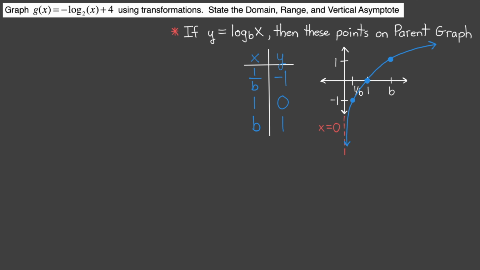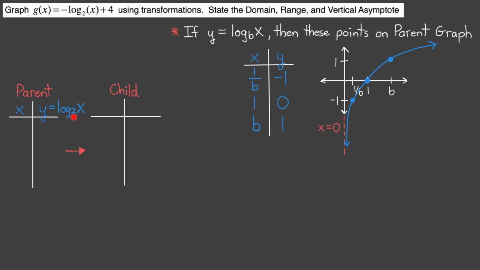Now let's find the three main points on our parent graph. So the parent graph in this case is log base 2 of x. So I'll go ahead and write that here, log base 2 of x. So 2 is our b, so our first point is going to be 1 over 2, comma, negative 1. And then the second point is just 1, 0. That will never change. And then b, comma, 1, so 2, comma, 1.